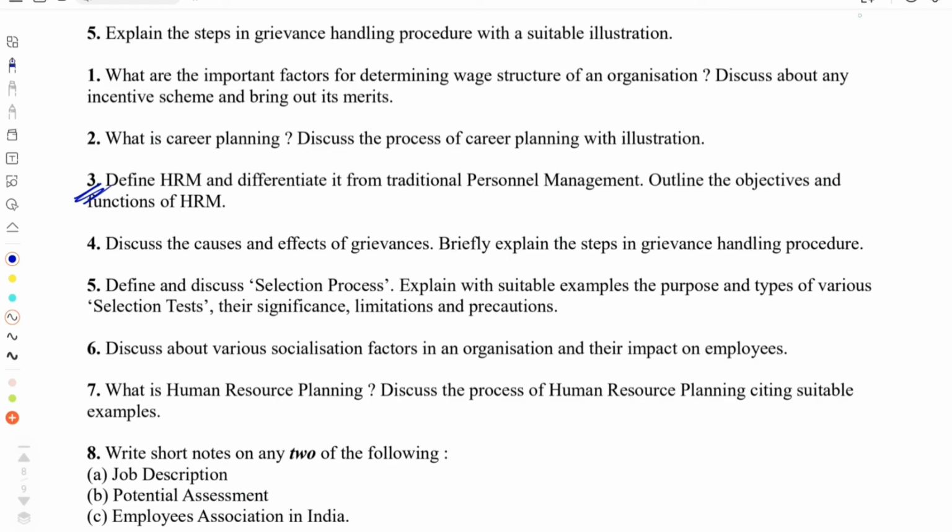Now discuss the various socialization factors in an organization and their impact on employees. The individual members of an organization will definitely be replaced over time, right? So for the organization's culture to endure, what should it do? It should transmit from the current organizational members to new members. This is called organizational socialization, and it has three phases: anticipatory socialization, encounter, and then change and acquisition.